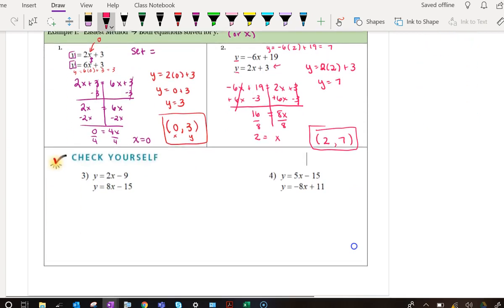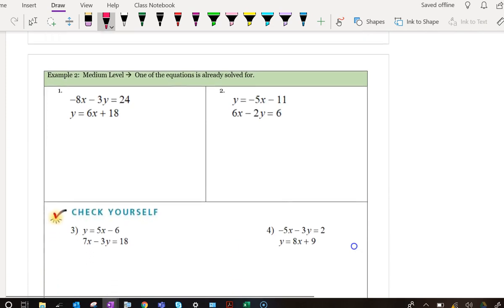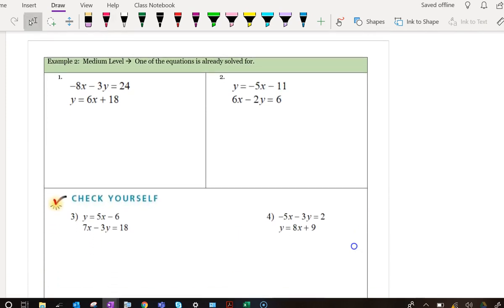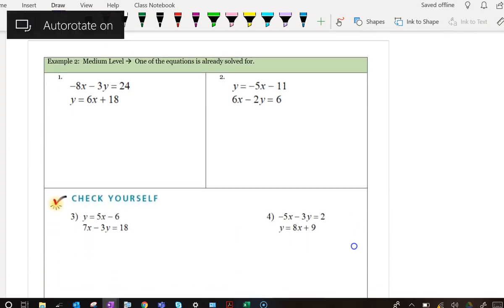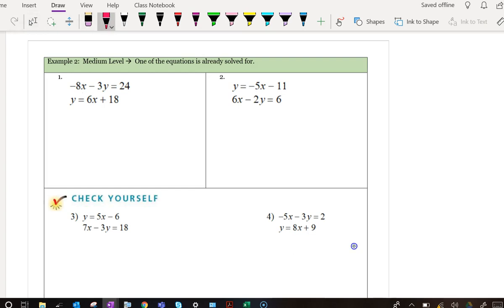Go ahead and scroll down with me. I'm going to move past the check step since you're not in front of me. And we're going to look at the medium level. The medium level is when one of the equations is already solved for. So if you look at these two equations, this one's in standard form, but this one right here is in slope-intercept form. Y is by itself.